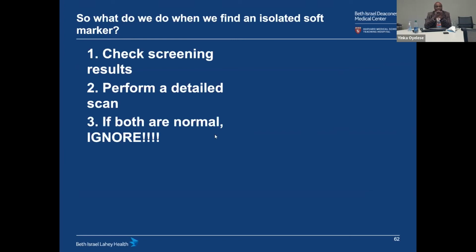One, check the screening results. Make sure they were normal. If possible, order a cell-free DNA. Perform a detailed scan, and if both are normal, ignore it from the viewpoint of Down syndrome. However, as I mentioned, if it's a short femur, schedule follow-up.